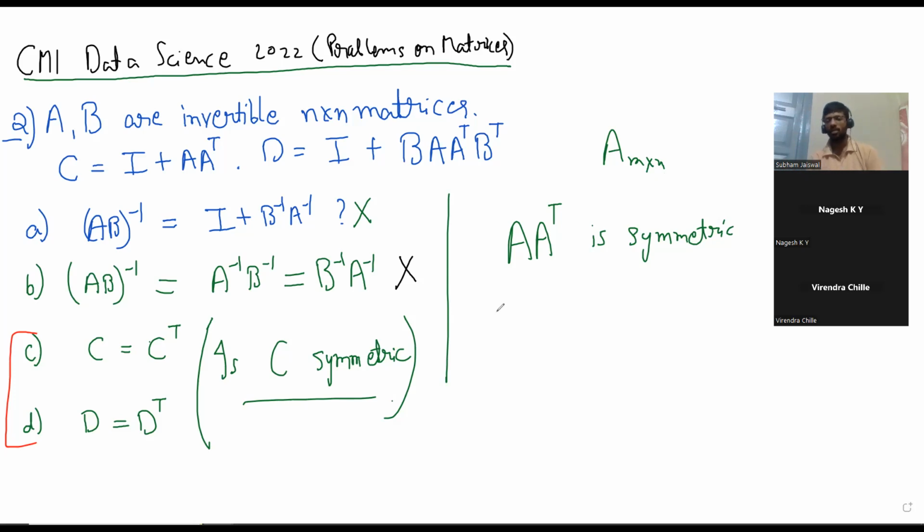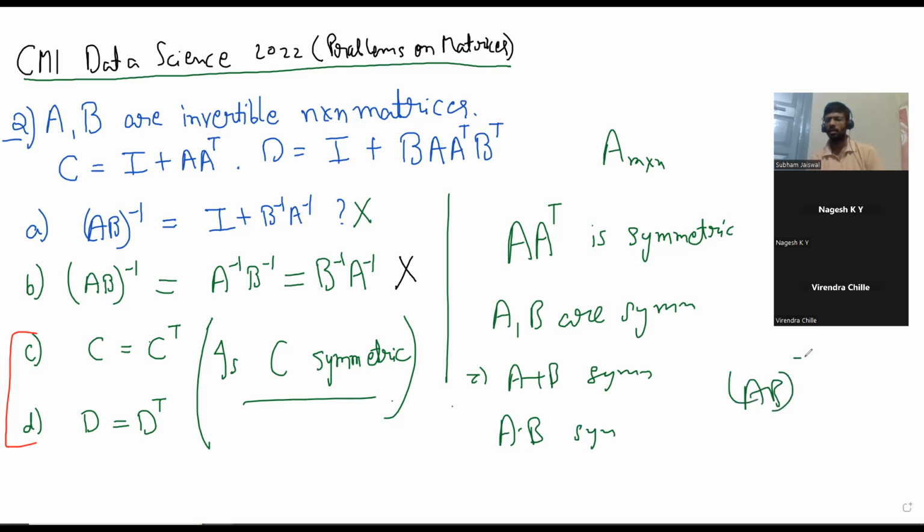And then you can obviously show that if A and B are symmetric, that implies that A plus B is symmetric. Correct? You can prove these things. A times B is symmetric. Wait, is this correct? Is A times B symmetric? I'm a little off on that. No, I'm sorry, A times B is not clearly symmetric.